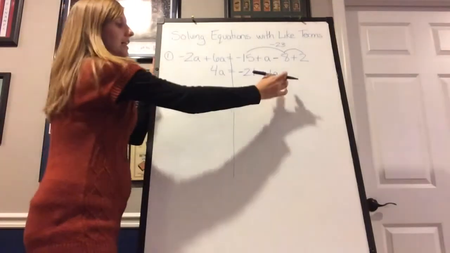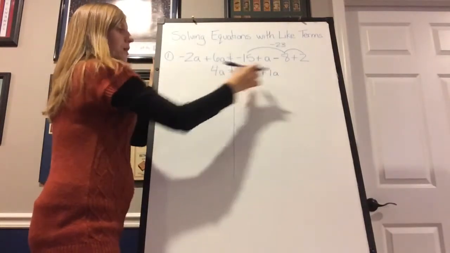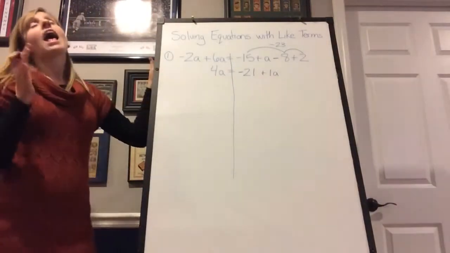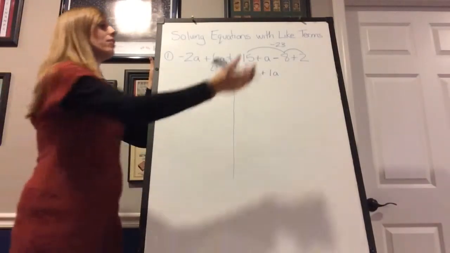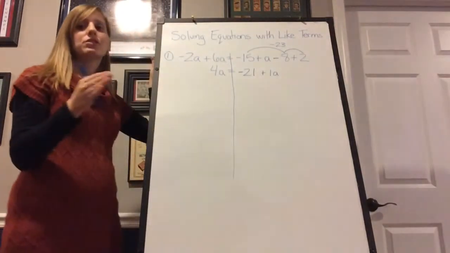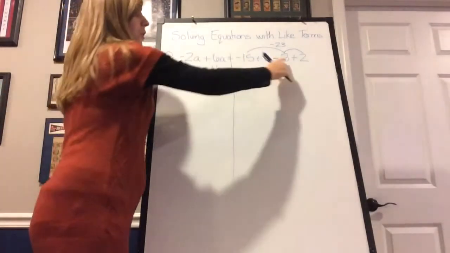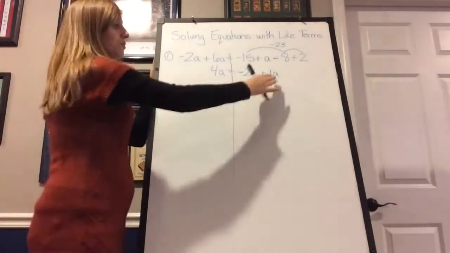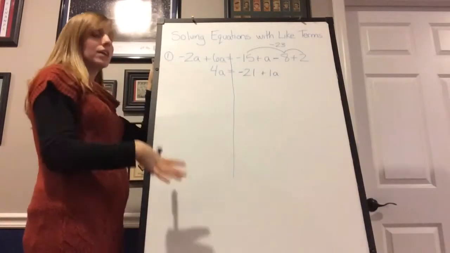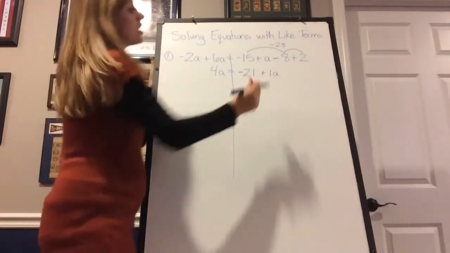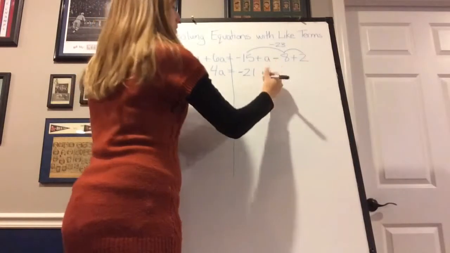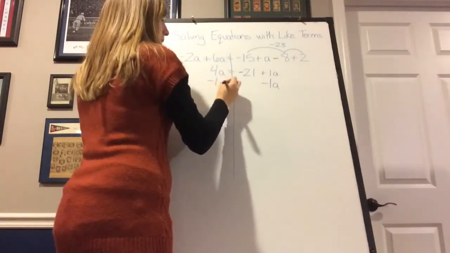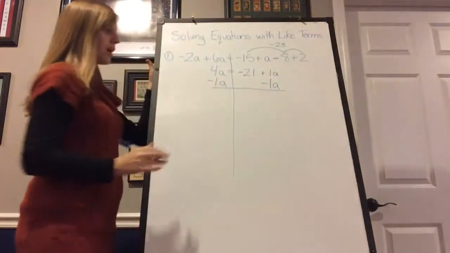So that means I need to get my letters together. I've got a 4a and a 1a. I want to move the 1a over to the left side. Remember, anytime you are moving something from one side to the other, you have to do the opposite. The only time you don't have to do the opposite is when they are already on the same side. Okay, so to move 1a to the opposite side, I must do the opposite operation. So the opposite of plus 1a is minus 1a. And again, do that on both sides. We are now moving it, so we're doing the opposite.